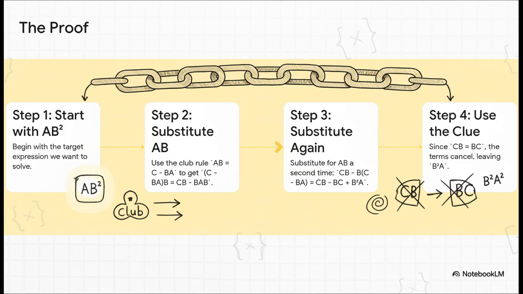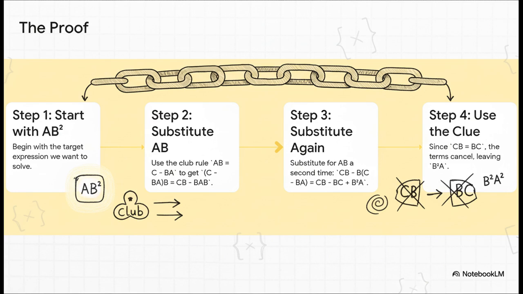We start with our target, AB squared. Now, we know B is in the club, so we can rearrange the club rule to say AB equals C minus BA. Let's plug that in. That gets us to C minus BAB, which is CB minus BAB. See that other AB in there? Let's substitute it again. So now we have CB minus B times (C minus BA). Expanding that out gives us CB minus BC plus B squared A.